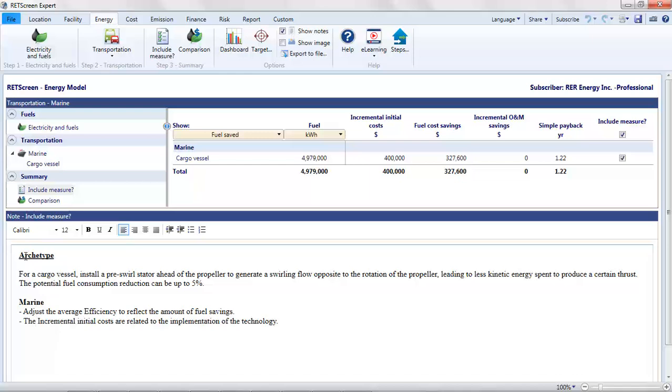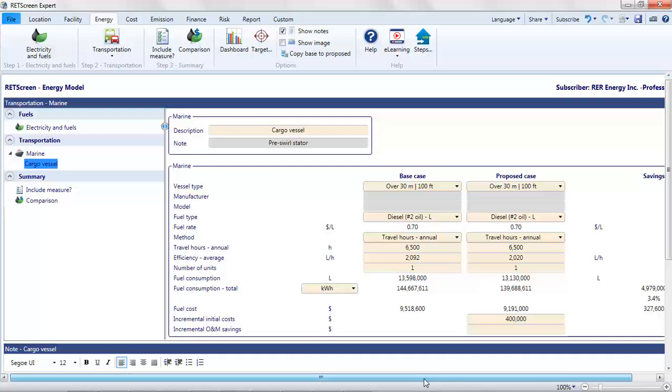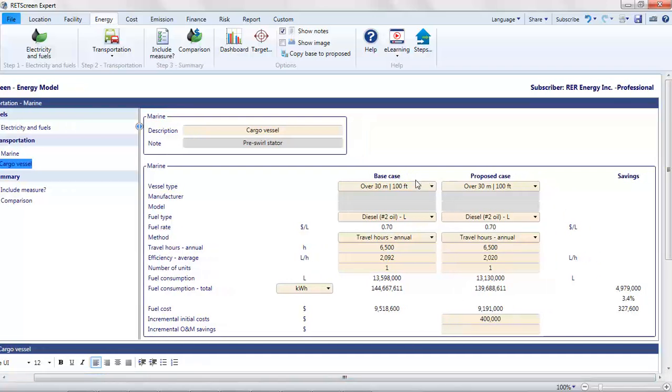In the Notes section at the bottom of the Include Measure table on the Energy worksheet, we see a brief description of the archetype, including an estimate that the fuel consumption can be reduced by up to 5% with this technology. Clicking on Cargo Vessel shows the energy-related inputs for the base case and proposed case in this archetype. The archetype assumes a fairly large vessel operating on diesel fuel. The price of diesel is 70 Canadian cents per litre. As with all inputs, that could be adjusted if necessary.